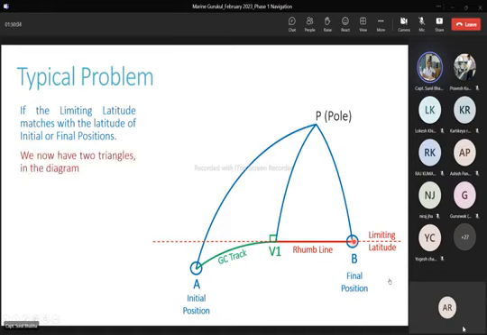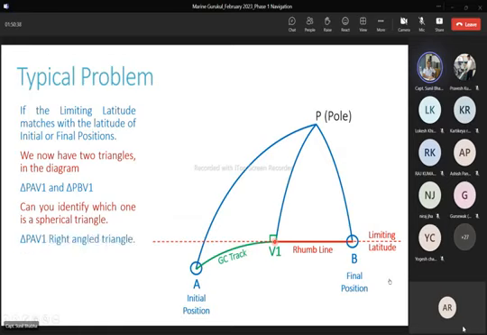Now in this diagram, we have two triangles being formed. In a basic composite sailing problem, we saw there were three triangles being formed. But in this case, there are only two triangles. And out of these two, one of the triangles is a spherical triangle. The two triangles being formed are PAV1 and the second one is PBV1.